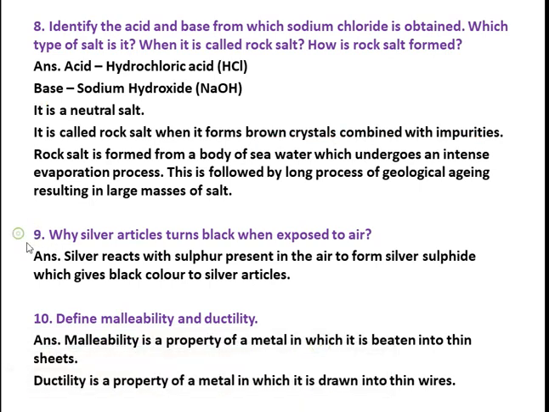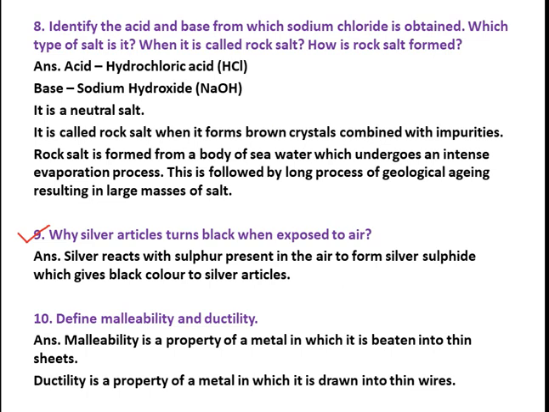Next question. Why does a silver article turn black when exposed to air? Suppose we have some silver jewelry. When we bring it from the jewelry shop, it's very new, shining and good looking. But with use, after 3-4 years, we can see that its color changes into a little blackish. We see that silver gets a blackish tone. Why is it so? Because in the air sulfur is present.